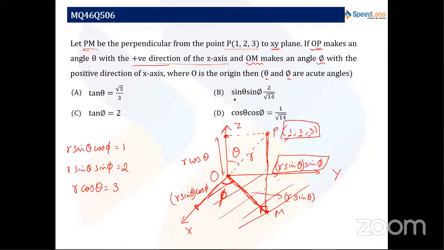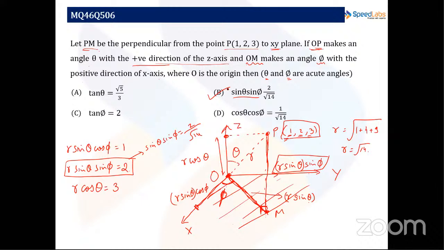Now we are having sin theta sin phi, so we can say that if we get the value of r, we can check whether sin theta sin phi is equal to this or not. To find the value of r, we can easily find it. It is the distance between the origin and point P. So from distance formula, 1 square plus (2 minus 0) whole square, that is 4, plus (3 minus 0) whole square, that is 9. So r will be equal to root 14. So we can see that sin theta sin phi, yeah, it is equal to 2 by root 14. So our option B is correct.